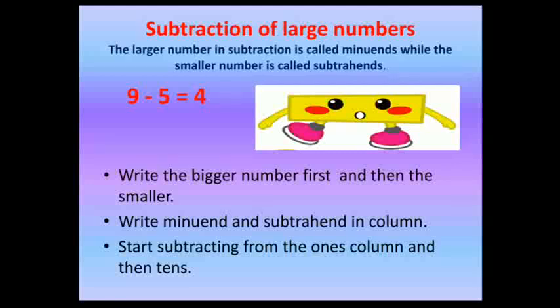Start subtracting from the ones column and then tens. Like in addition, you start from the ones place, then tens, then hundreds. The same rule will be followed in subtraction also. First you subtract the ones numbers, then tens, then hundreds.